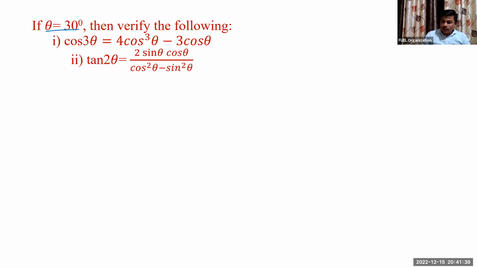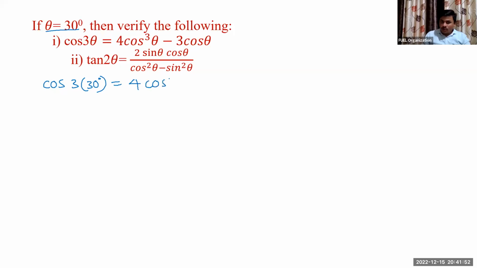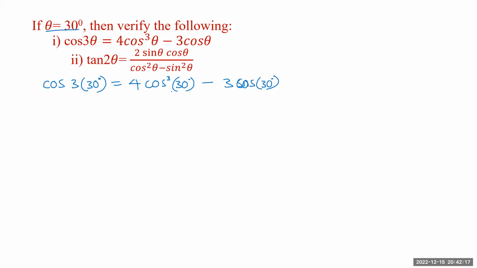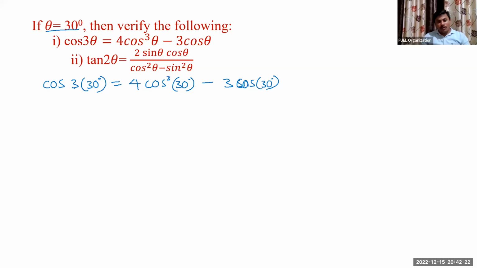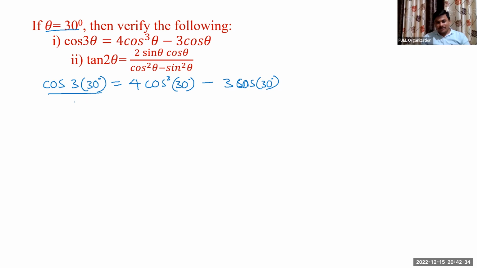So in place of theta, if you substitute 30 degrees, what answer will you get? Cos of 30 degrees is equal to 4 into cos cube of 30 degrees minus 3, sorry, this is also cos of 30 degrees. Okay. So should you do the cube here only, or after substituting the values, will you cube it? After substitution of the values, very good. And here, will you do the multiplication first, or after substituting the values will you multiply? After substituting the values. Here, in the first case, this is case one, this is case 2 and this is case 3.